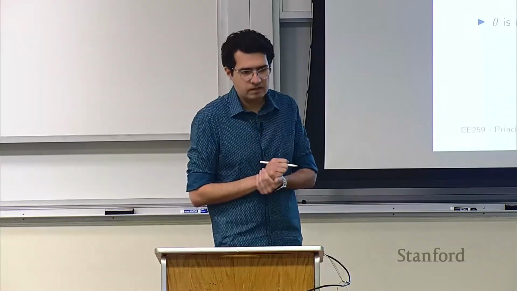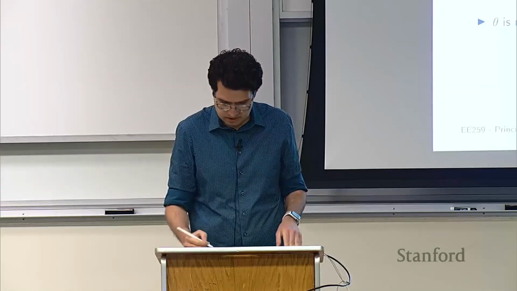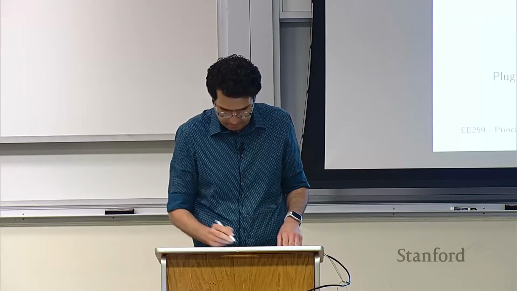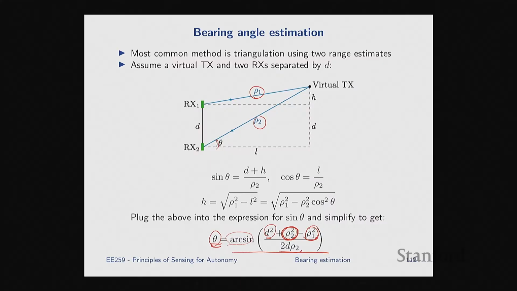So hopefully now it makes sense why we introduced this idea of the virtual TX or the virtual emitter, because basically this picture is why, right? With the virtual TX, you just take the target out of the picture and you just have a very simple geometry to solve for DOA estimation. That's why. It just simplifies the math, basically.